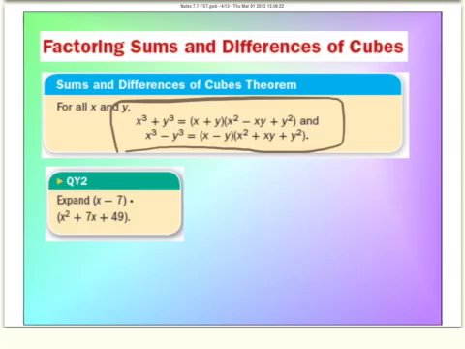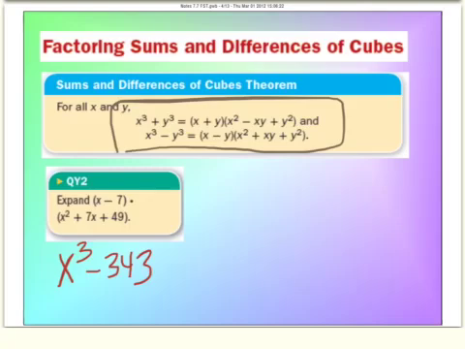Now, before I show you the application of that, let's look down at this QY number 2. They want us to expand out x minus 7 all times x squared plus 7x plus 49. I'm going to tell you when you multiply that all through and distribute, you're going to end up getting x cubed minus 343. Okay, so this is a polynomial of a third degree.